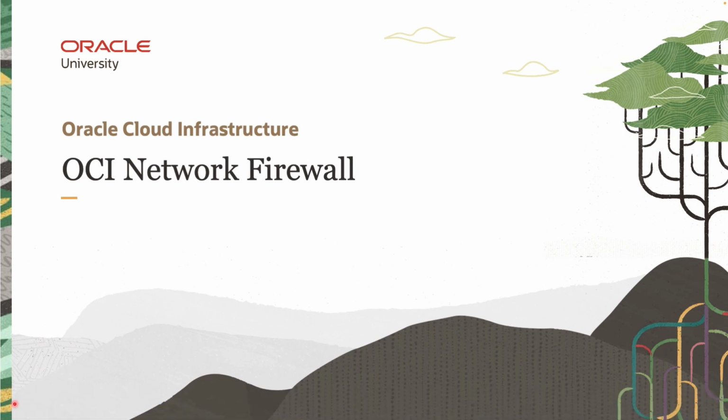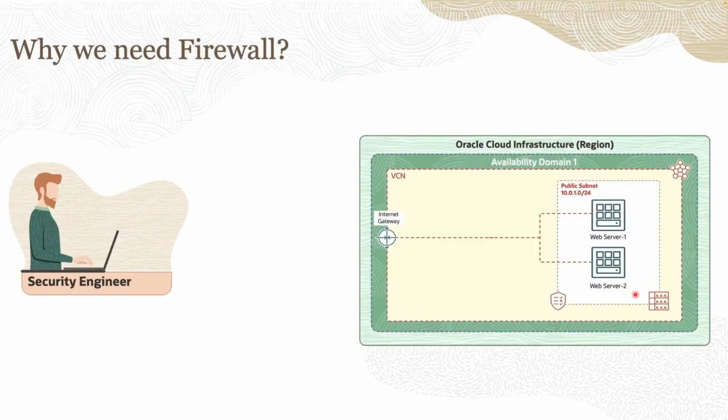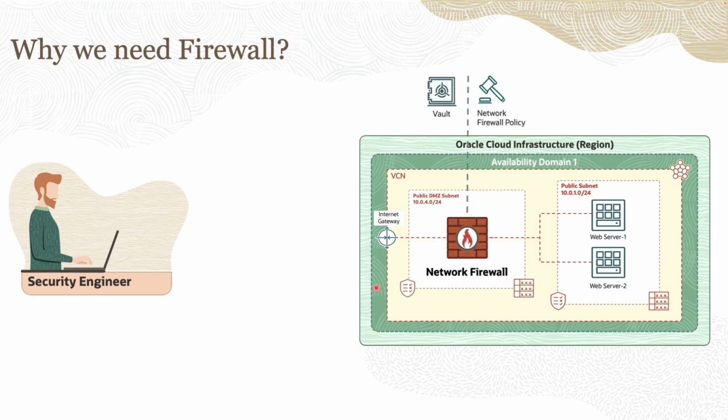So let's get started by understanding why we need a network firewall. Suppose we have our web applications hosted in OCI, and you want to allow access to them over the internet. However, giving open access to web applications can lead to several security issues. So here we can deploy a firewall as a barrier between the internet and the web application servers. Firewalls can help protect your network from cyber threats such as malware, viruses, and worms. These malicious programs can exploit the weaknesses in your systems to gain unauthorized access to your network.